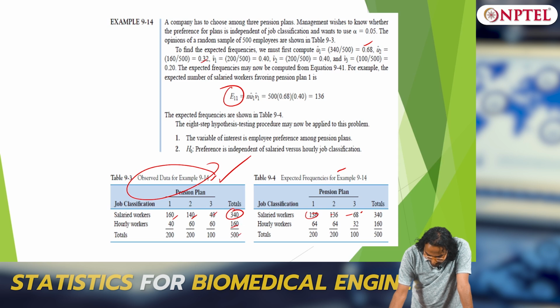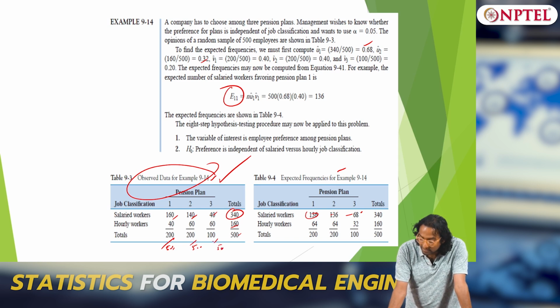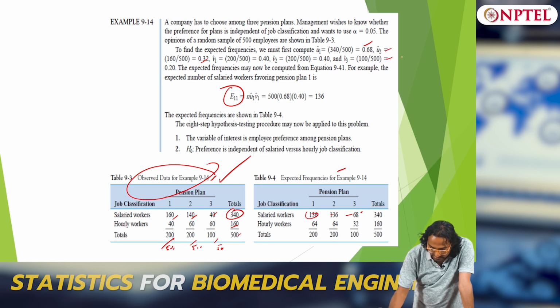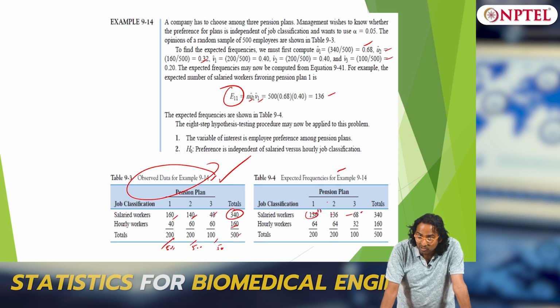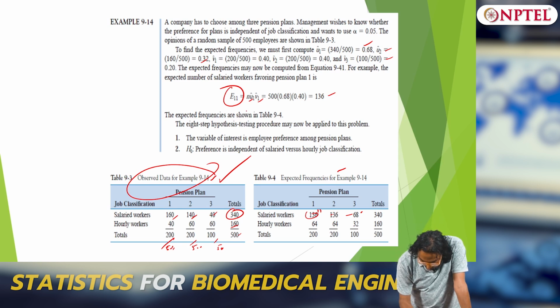Similarly, what is v1 hat? v1 hat is 200 divided by 500, v2 hat is 200 by 500, and v3 hat is 100 by 500. Clear? So now these are my values, and then what is the expectation of 1 comma 1? u1 hat into v1 hat into n, so that is how I get 136. I can do this for the second one, u2 hat, v2 hat.